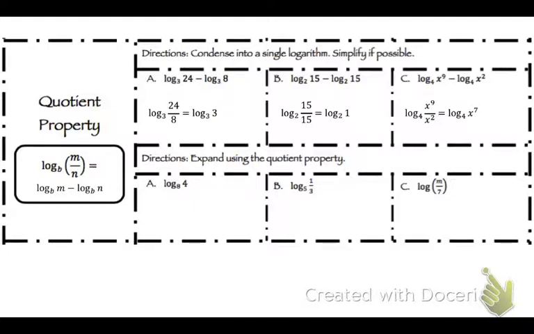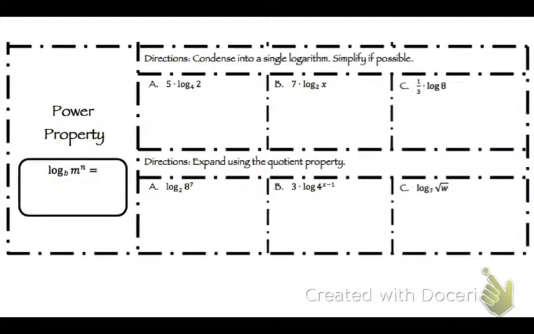Okay, now if we expand these using the quotient property, I know that 4 is the same thing as 8 divided by 2, so that's log base 8 of 8 minus log base 8 of 2. For b, that's log base 5 of 1 minus log base 5 of 3. For c, that's log of m minus log of 7. Cool?